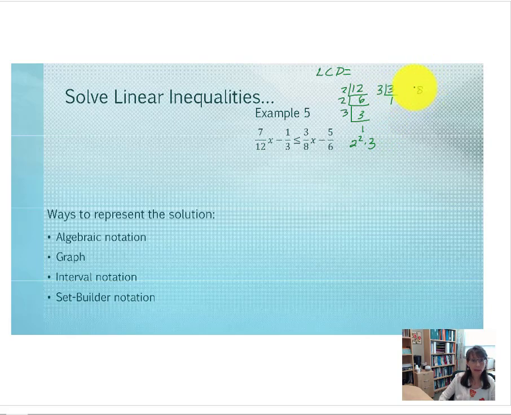Next we have 8. 8 is divisible by 2, leaving us 4. 4 is divisible by 2, leaving 2. 2 is divisible by 2, leaving 1. So 2 times 2 times 2 would be 2 cubed. Finally, we've got 6 in a denominator. I could divide by 2 to get 3, divide by 3 to get 1. So the factors are 2 times 3.